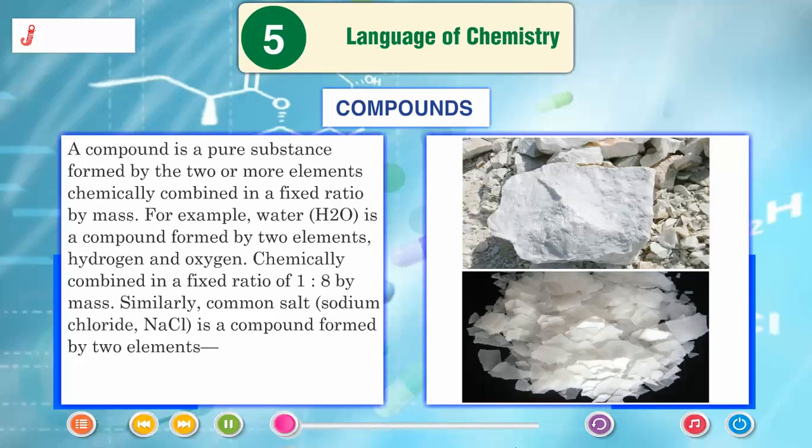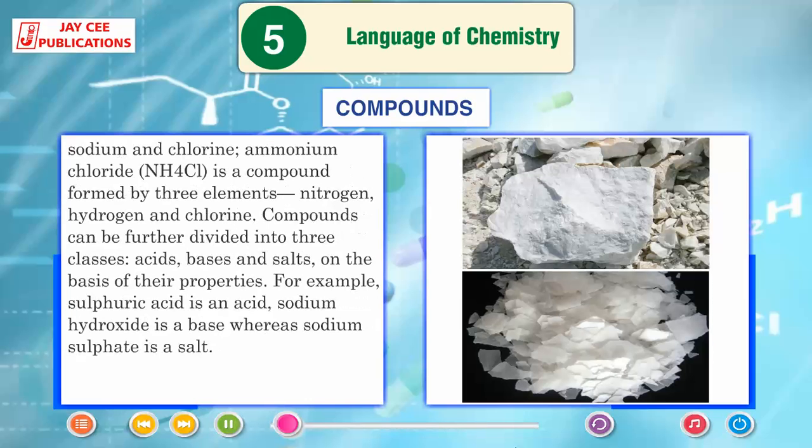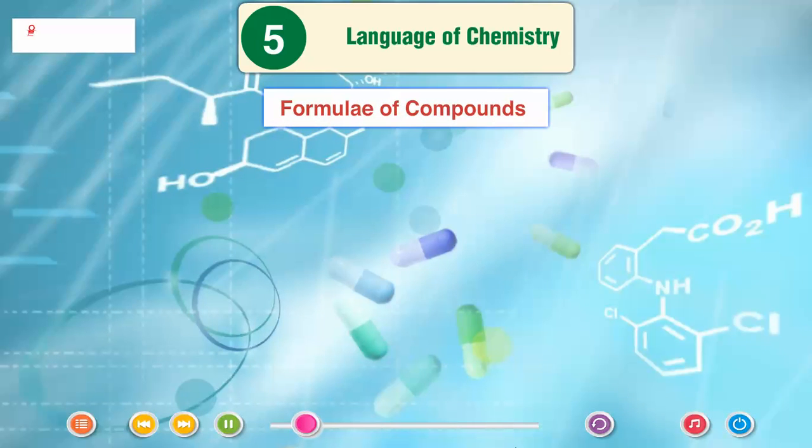Similarly, common salt, sodium chloride NaCl, is a compound formed by two elements, sodium and chlorine. Ammonium chloride NH4Cl is a compound formed by three elements, nitrogen, hydrogen, and chlorine. Compounds can be further divided into three classes: acids, bases, and salts on the basis of their properties. For example, sulfuric acid is an acid, sodium hydroxide is a base, whereas sodium sulfate is a salt. Formulae of compounds.